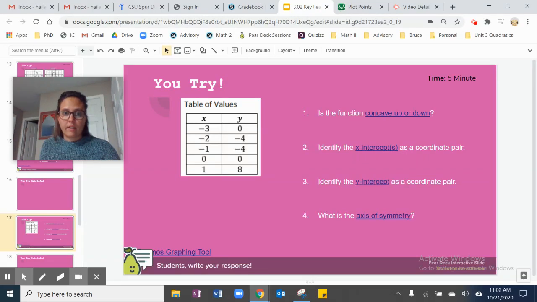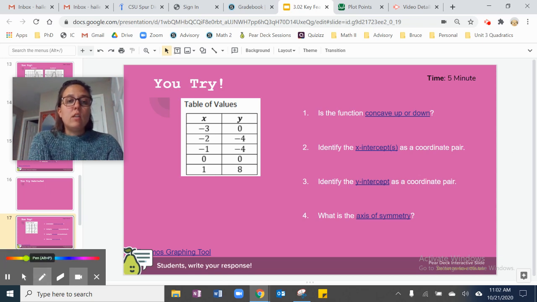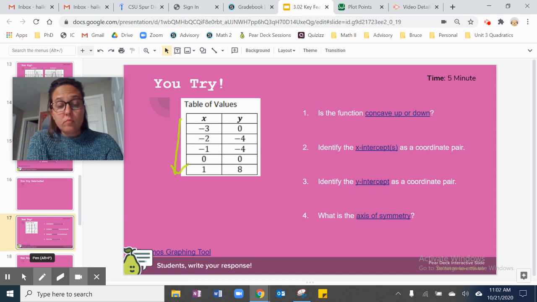Is our function concave up or concave down? So again, we can do it in our mind. We can see our x values are increasing at a constant rate, and then our y values go down, down, up, up, right? So if it's going down and up, that tells me it's going to be concave up.